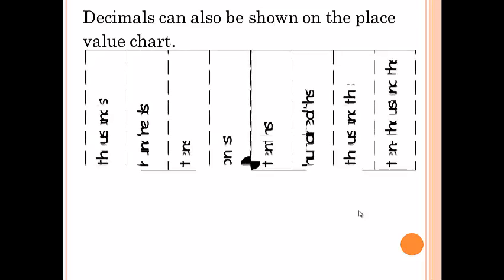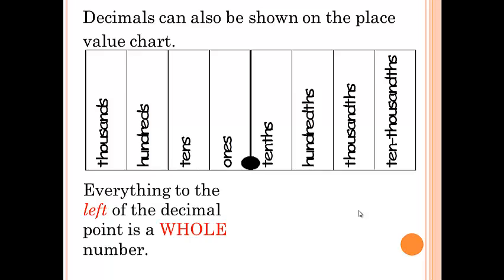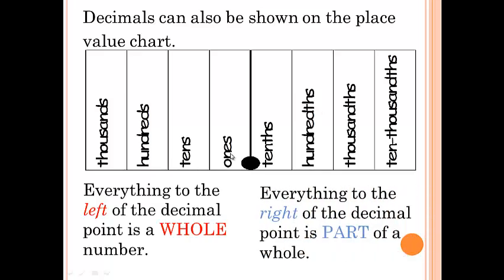Decimals can also be shown on the place value chart. This is the place value chart. We have here ones, tens, hundreds, thousands. This is the decimal point. To the right of the decimal point, we have tenths. The same names, but with "th" except for ones. The decimal part has no ones. Start from tenths, hundredths, thousandths, 10,000ths, and so on.